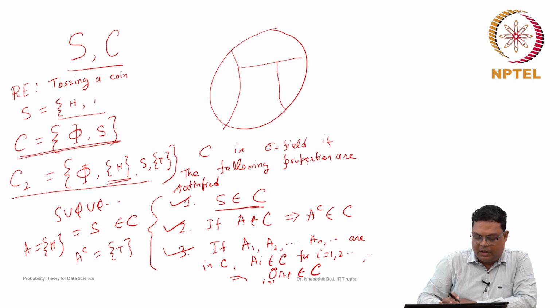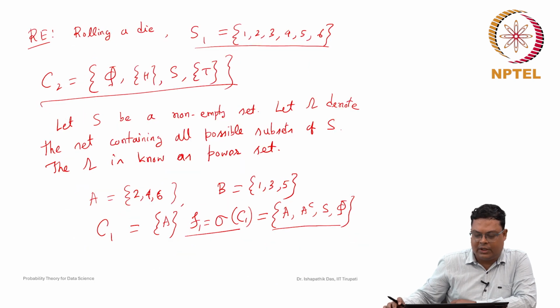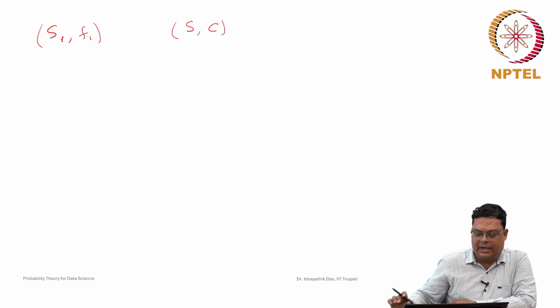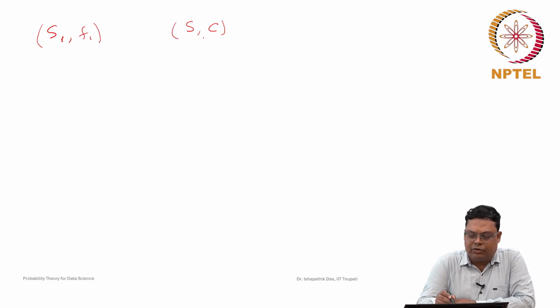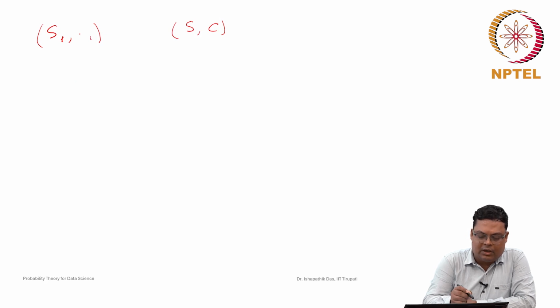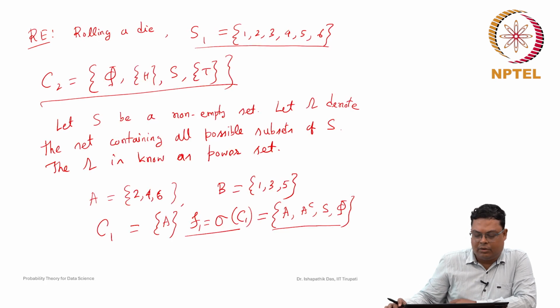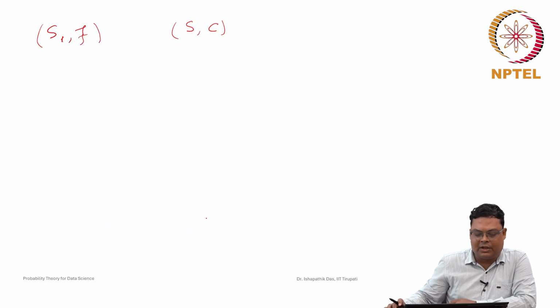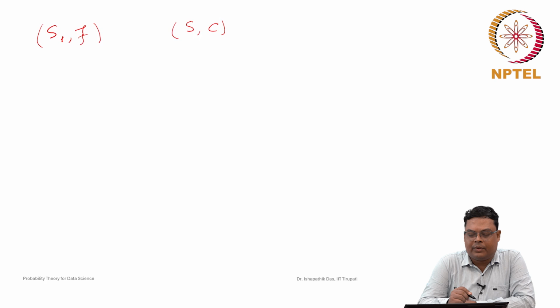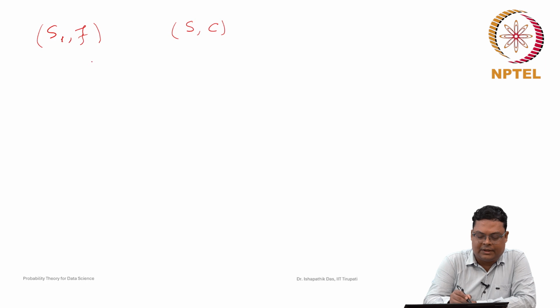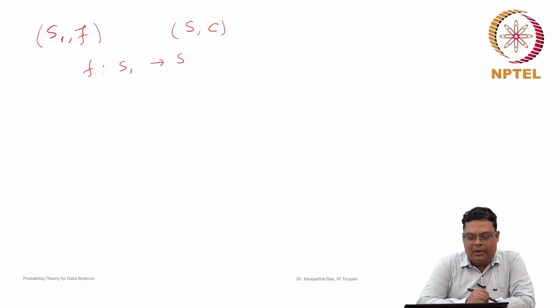So, let us consider C2 like this, S and the null set. Now this is also a sigma field. This notation, we want to write the script F, it is the standard notation. So here also this is script F, it is not the small f. Now we want to define a function f from S1 to S. We can define any function.